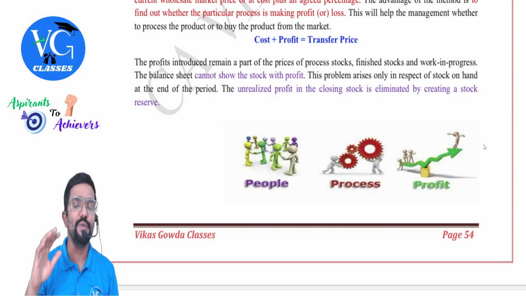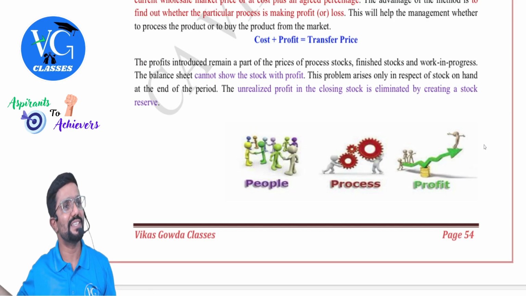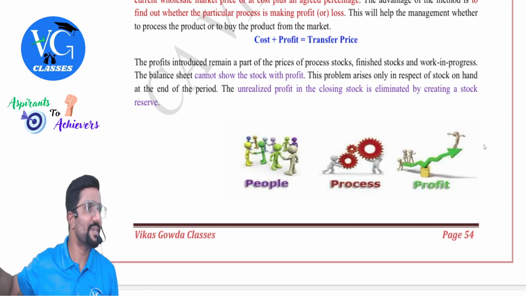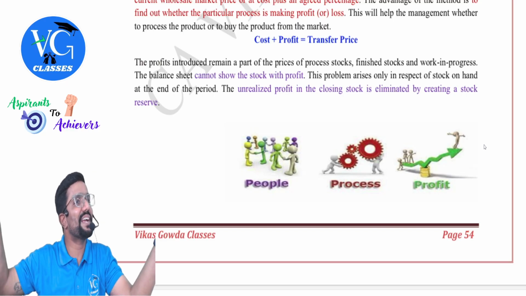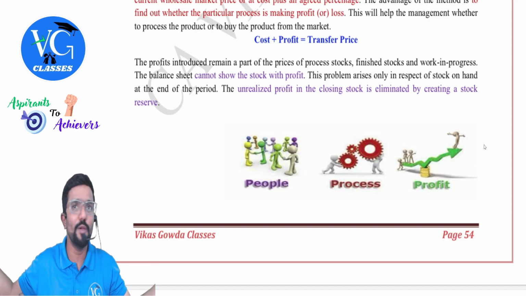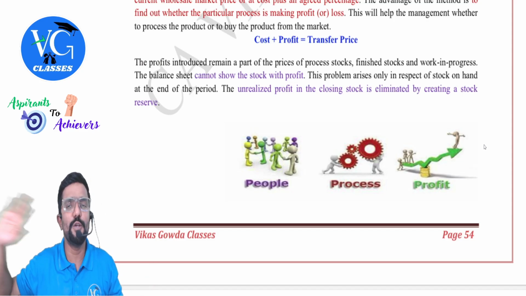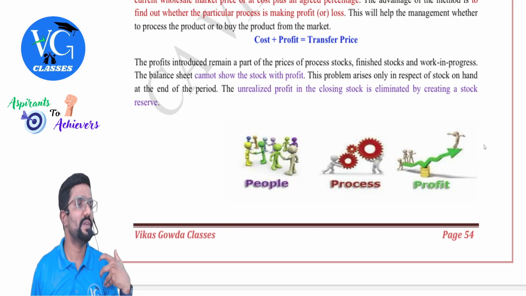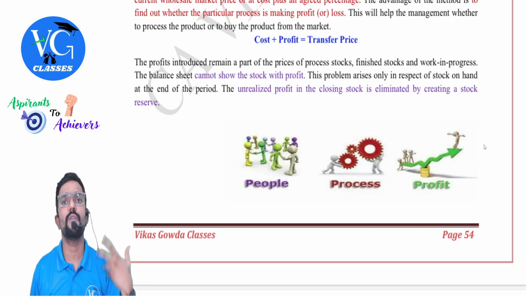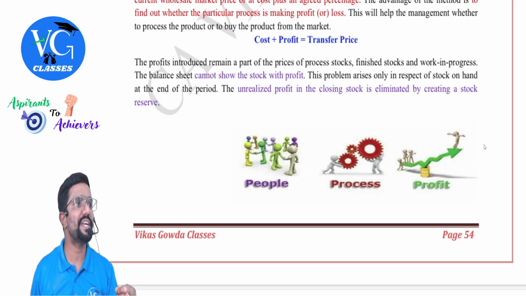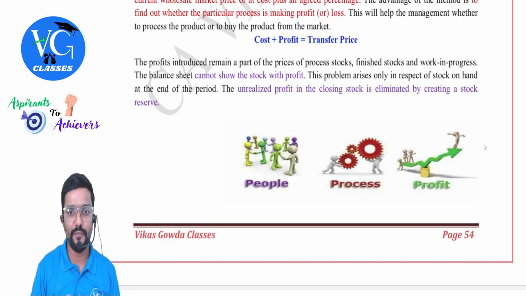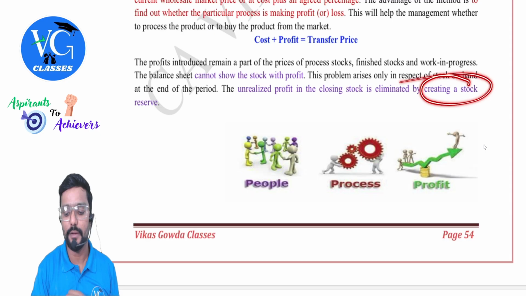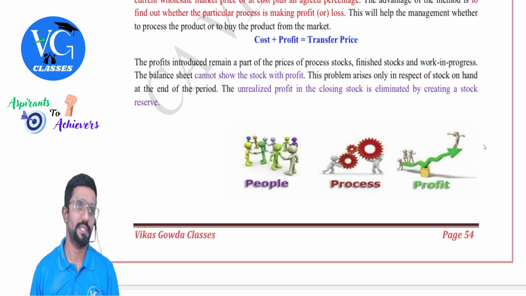So what about the units completed and transferred to next process? Guys, these goods, if I had already sold them, then I would have recognized profit on it. There is no problem in it. So for the goods sold, we don't care. But for the goods which are still lying with us, we cannot show those goods along with profit. We have to show it at cost. The unrealized profit in the closing stock is eliminated by creating a stock reserve.